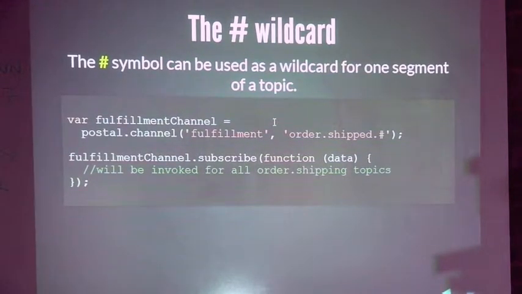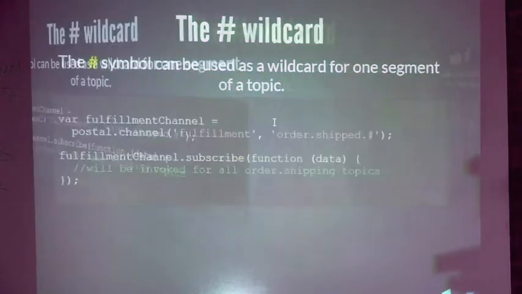The first is the hash wildcard, and this basically lets you take a segment of the topic name and mask it, so that when you subscribe to any event that fires under that topic name, it's going to trigger for the masked wildcard. In this case, I have some fulfillment channel, and I have some orders that I'm going to be shipping, so I have a topic named order.ship.hash. So any topic that's published on the message bus, whether it's like order.ship.finalized or order.ship.placed or whatever, my callback here is going to execute for it because I've wildcarded that one segment of the topic.